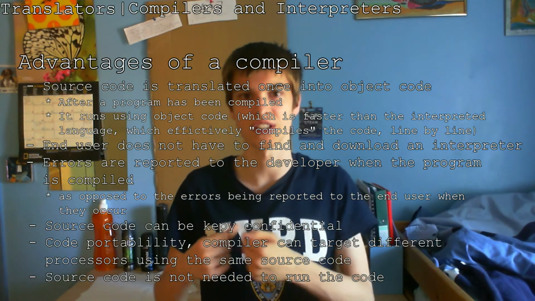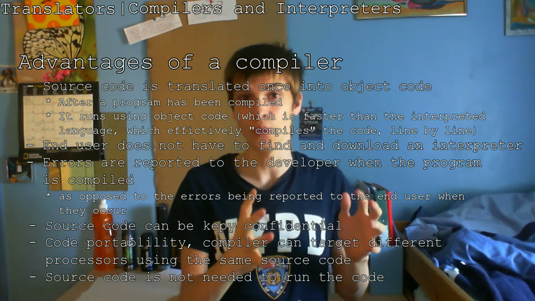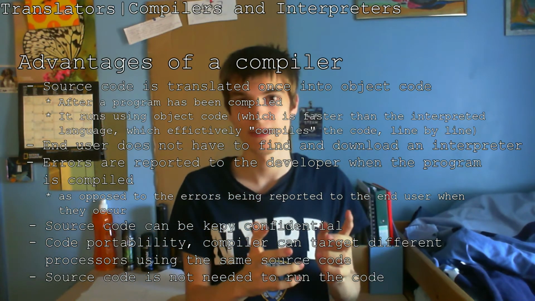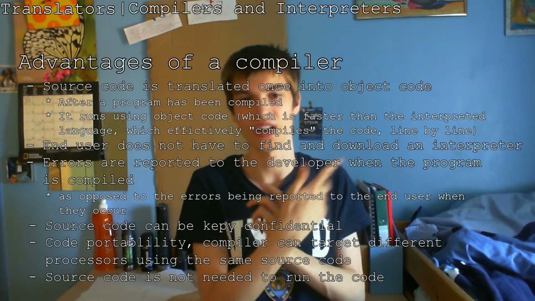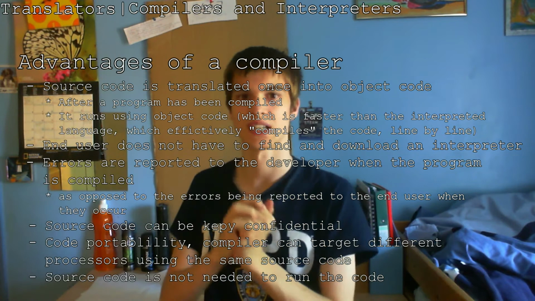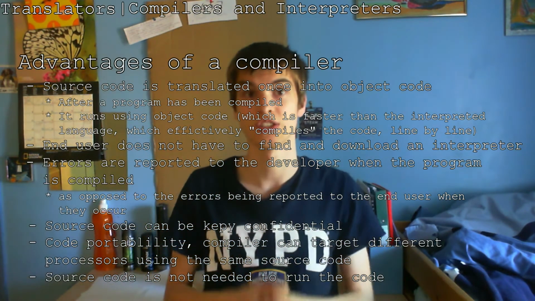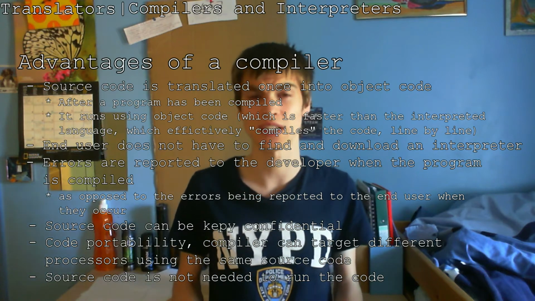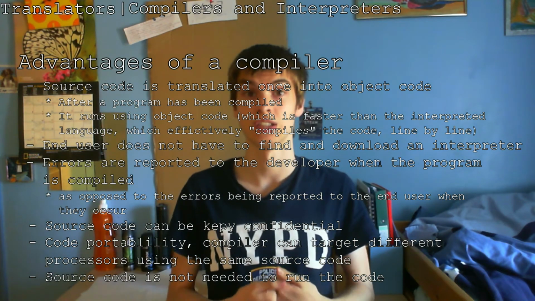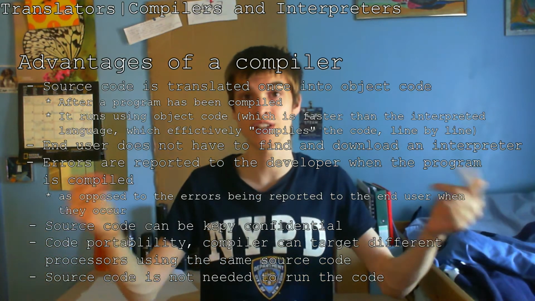So once something is compiled, that code that gets generated does not need the original code. So you can just pass that on to people. As stated before, I've said the source code can be kept confidential. That is because just the source code isn't with the program when you distribute it.